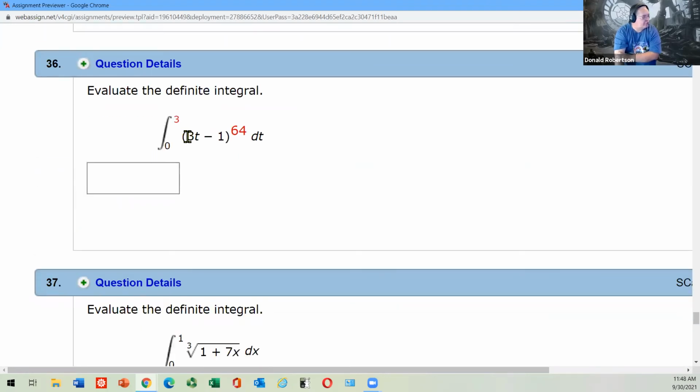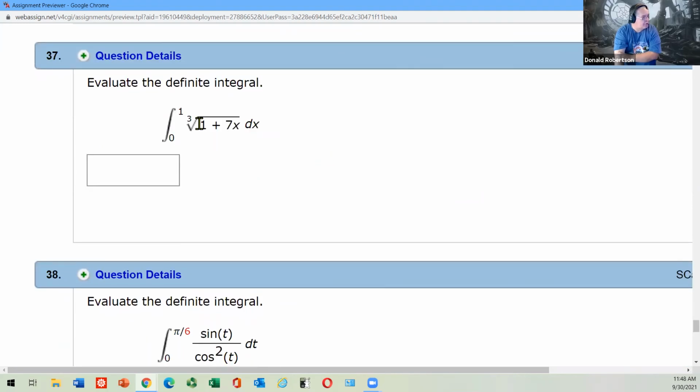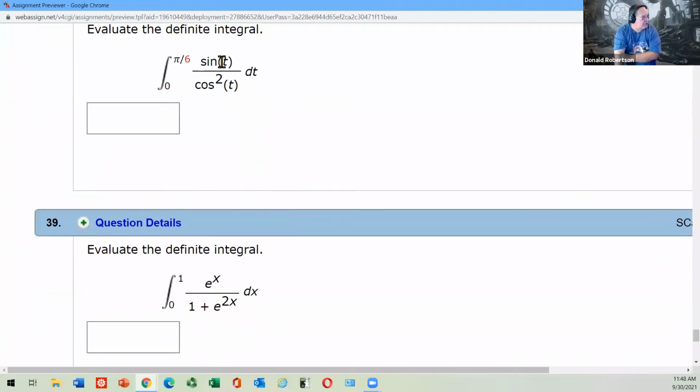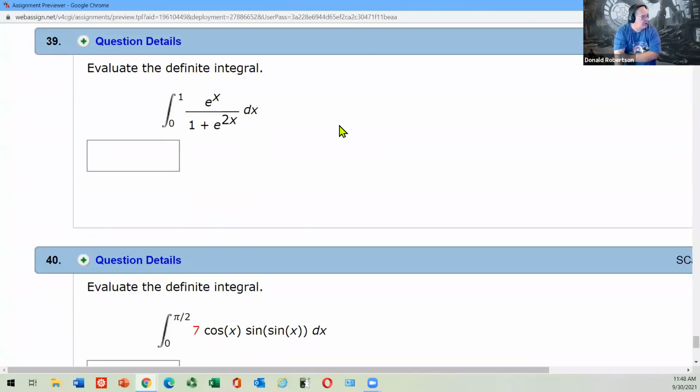Would you agree this u sub is just 3t minus 1? All you're going to do is put some numbers in, so I don't count that as a problem. Would you agree this is going to be a u sub of 1 plus 7x? That's a trig one, we'll ignore them. Okay. Who is the u sub going to be in 39?